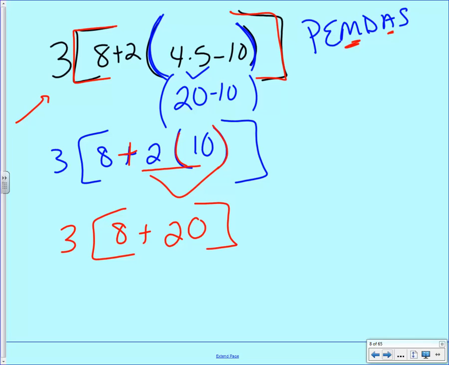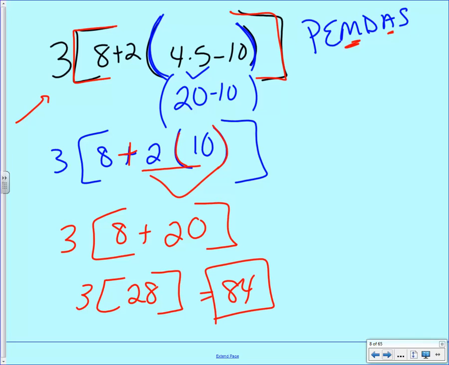Inside the brackets, all I have to do now is add, and so I bring down my 3, and I get 28 when I add 8 and 20. And then I multiply 3 times 28, and I get 84 as a final answer. Okay?